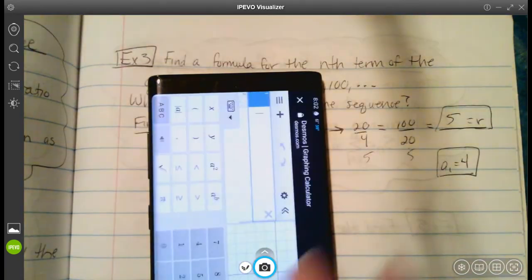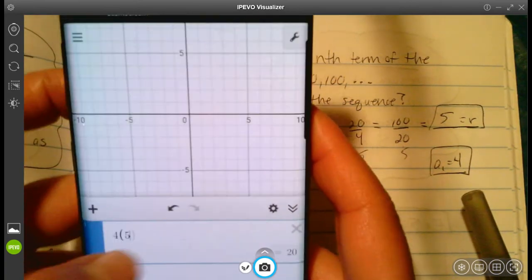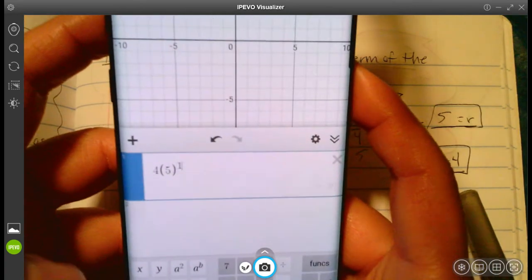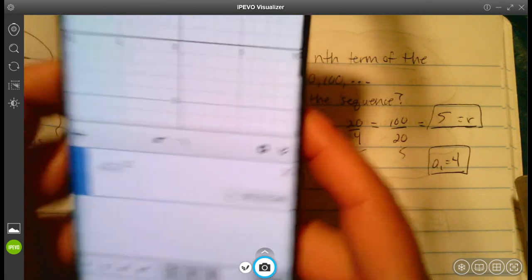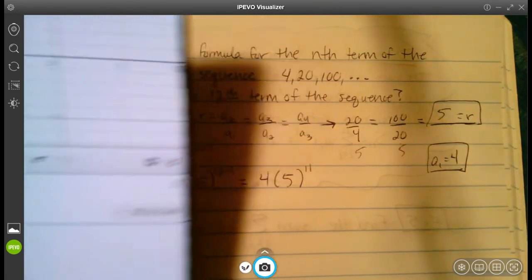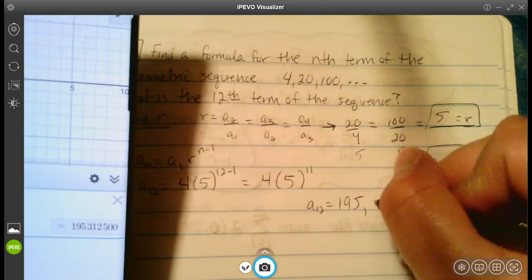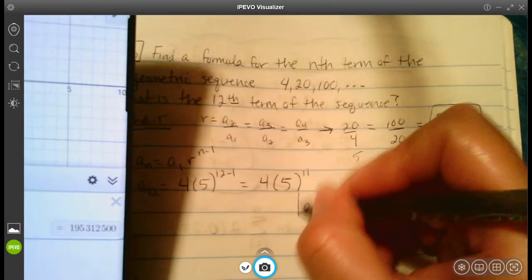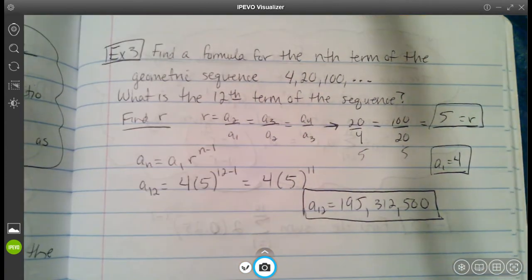Okay, so let's see. I'm going to go ahead and do 4 and then times 5. And we want this to the power. That's going to be this button right here, A to the B, 11. And oh, it does work. There it is. It's that humongous number, 195312500. It's actually 195 million. So let's do that. A sub 12 equals 195,312,500. That is a pretty big number. But there you go. There is our 12th term of the sequence.